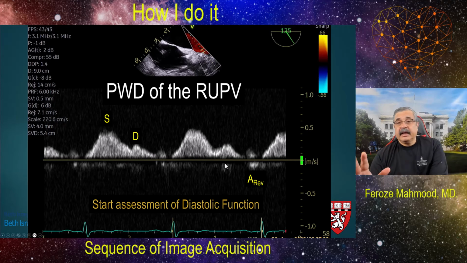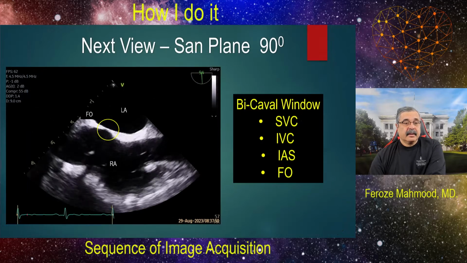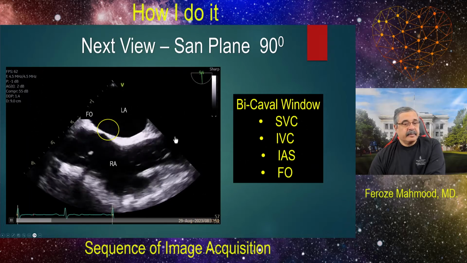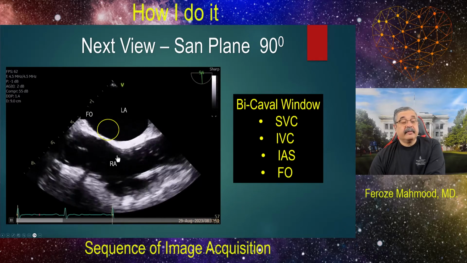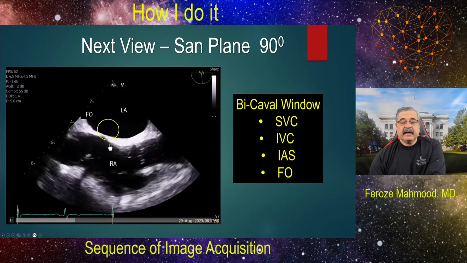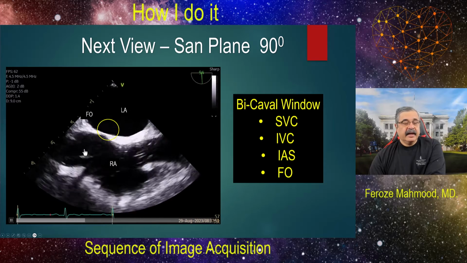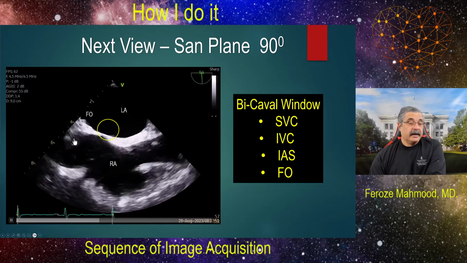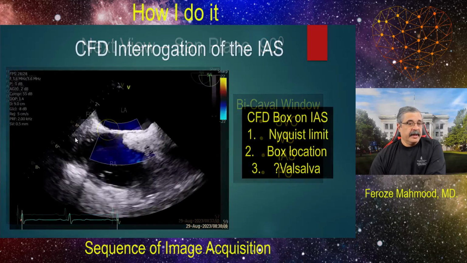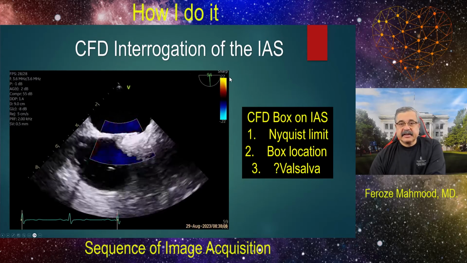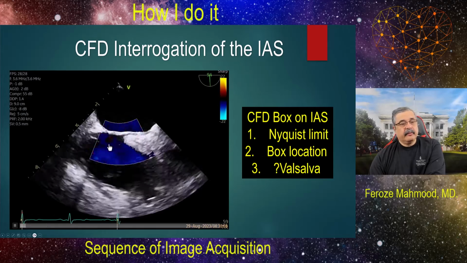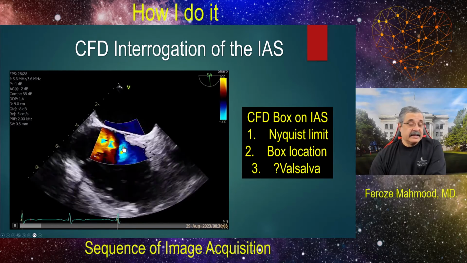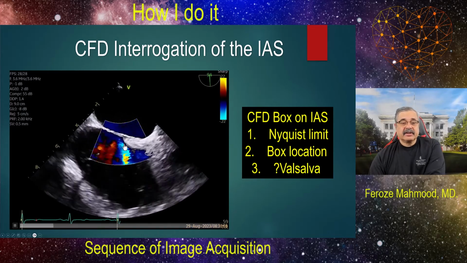I do not make any measurements or analysis at this time, but I keep acquiring the images just in that odd case that I do not have the ability to come back. I also bring the scan plane to 90 degrees and interrogate the fossa ovalis as well as the IVC, SVC, and the intraatrial septum as a whole a little bit more comprehensively. And that involves adjusting the scale appropriately, looking for a patent foramen ovale, just like the case that we had, and placing the box location more appropriately.